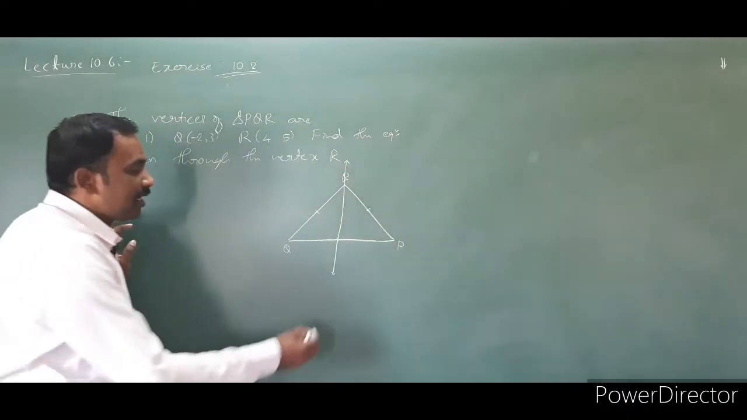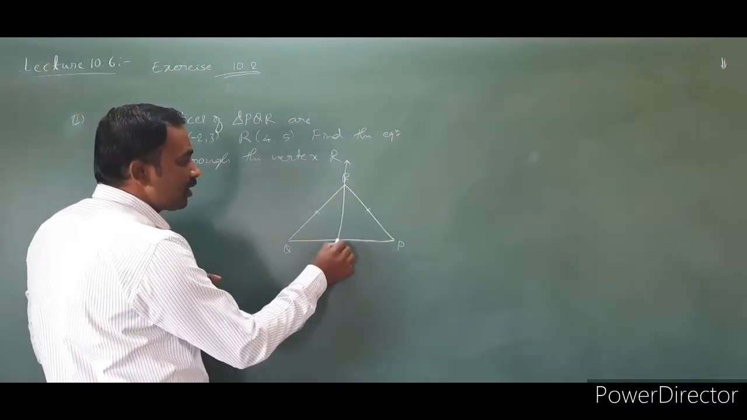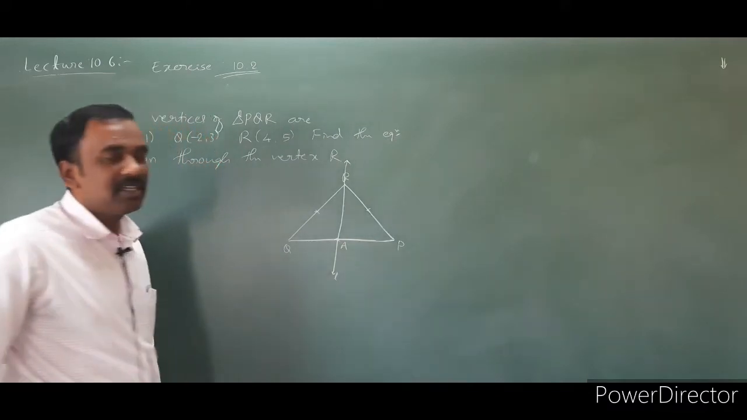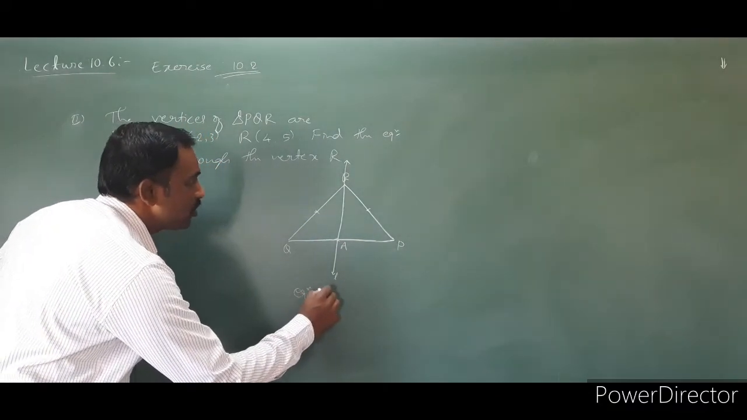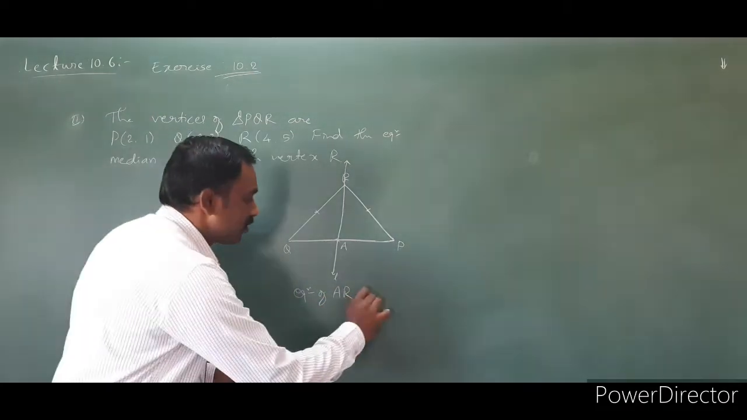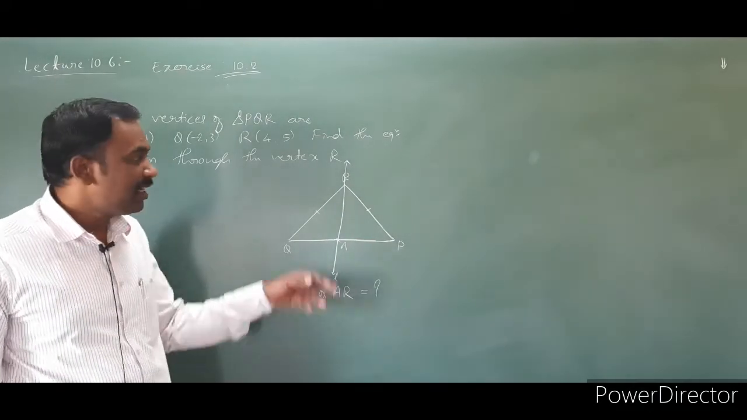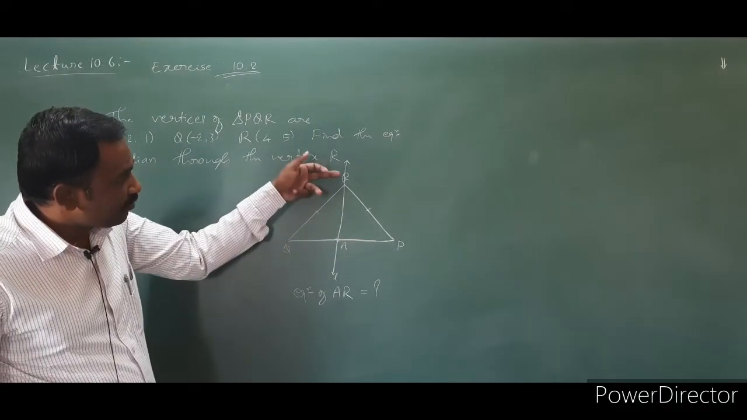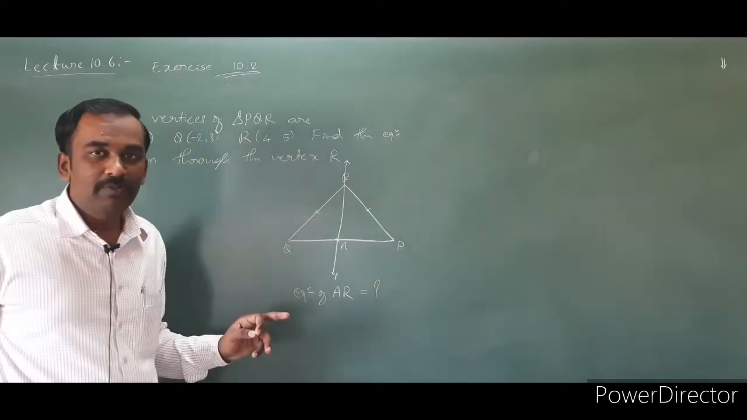Are you clear? I just call this R, and this point I call A. Is it sufficient to find the equation of the line segment AR? It is sufficient. Are you clear that AR is the median through the vertex R? Yes. Median means middlemost value.